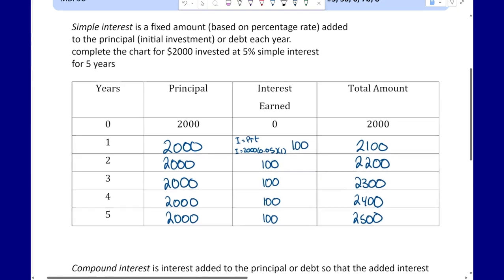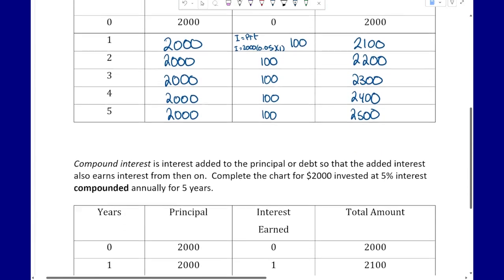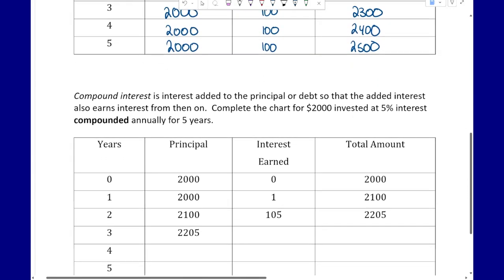That's simple interest. We're going to look at compound interest now. Compound interest is interest added to the principal, the initial amount or debt, so that the added interest also earns interest from then on. Basically, the interest that we earn in a year, or in an earning period, gets added to our principal, and then we recalculate the amount of interest earned. So we're earning interest on top of the interest we earned. We're going to complete the same chart and look at the difference between the two.